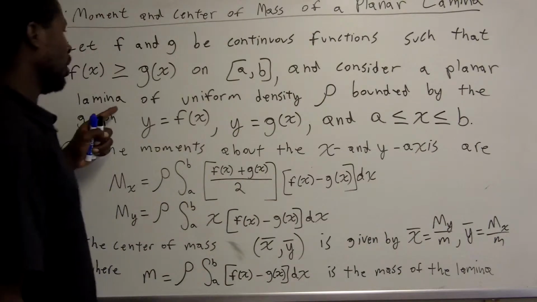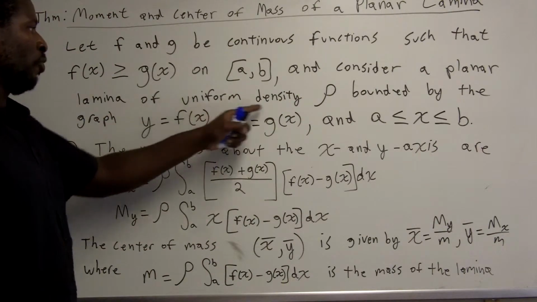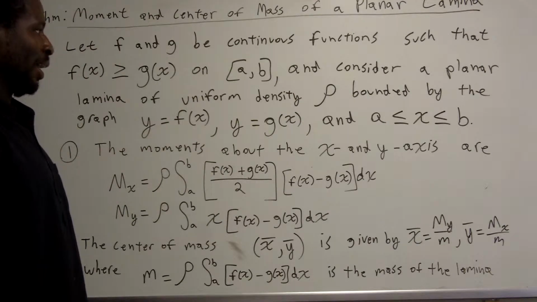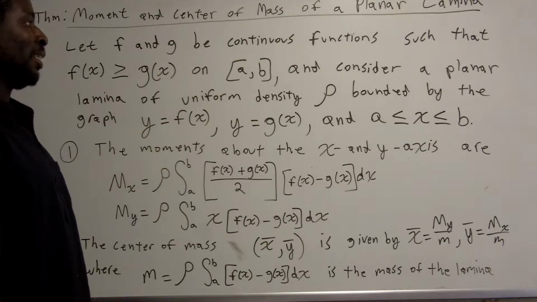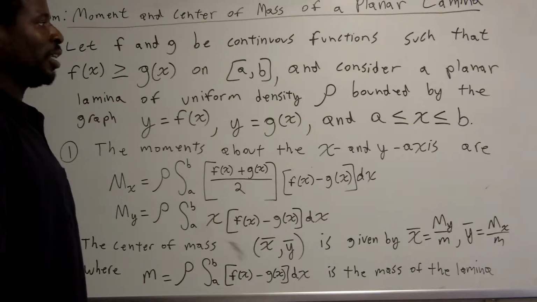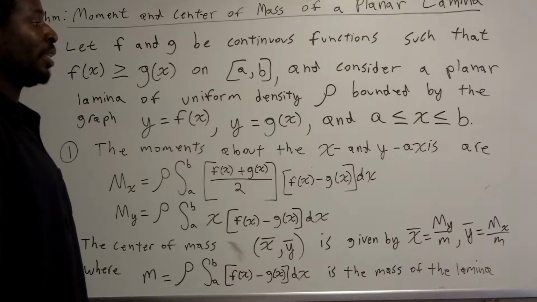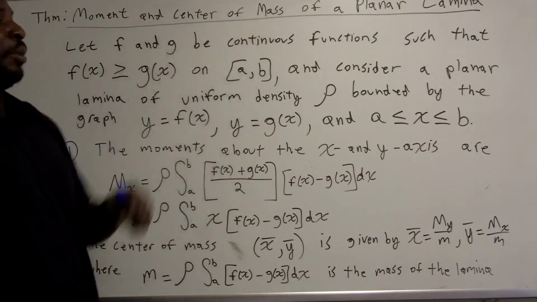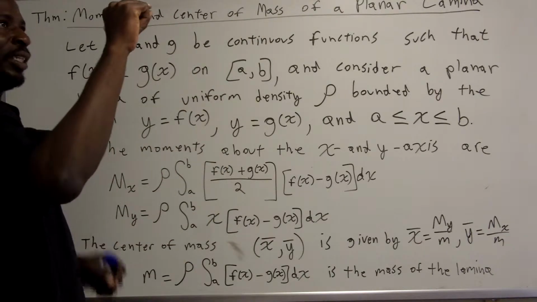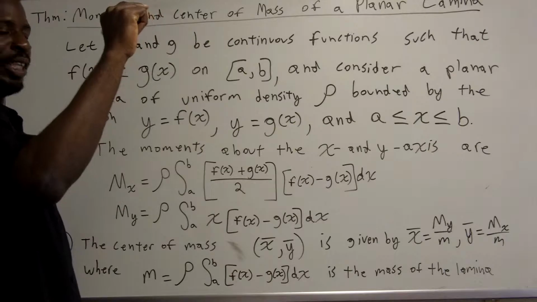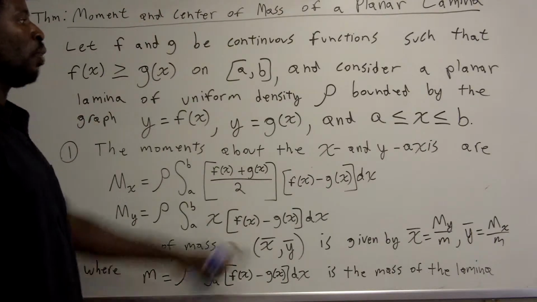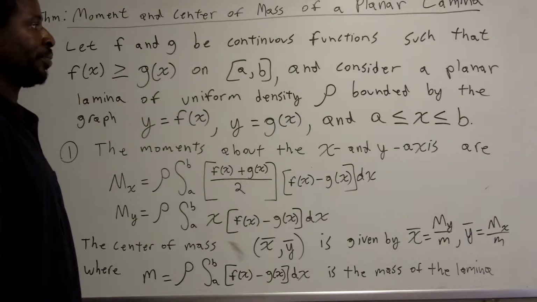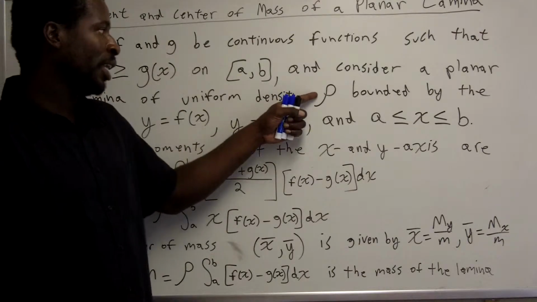Now we want to consider a planar lamina of uniform density rho. This is rho, and this is a density. A density is usually given as a mass per unit volume. But in this case, since we're dealing with a lamina, we're looking at something that's infinitesimally thick. So this rho is actually going to be a mass per unit area. So this rho is basically an area density.